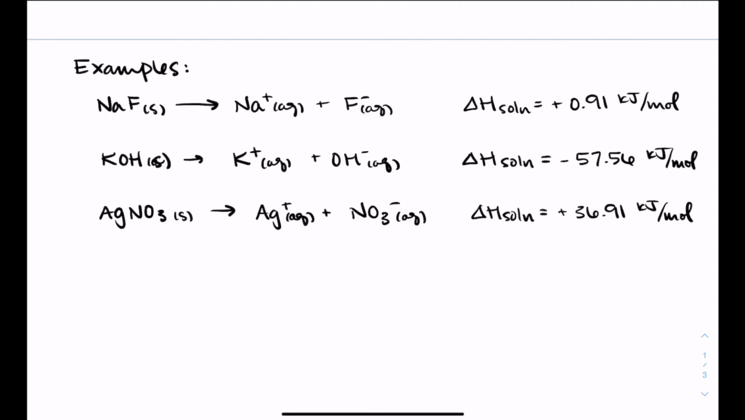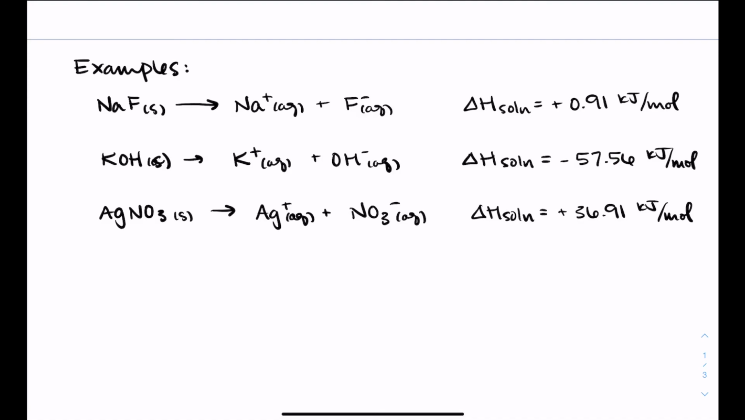I'm going to come back to potassium hydroxide, actually. Let's look at silver nitrate. Silver nitrate is soluble according to the solubility rules, and it has an enthalpy of solution of 36.91 kilojoules per mole. So it's quite a bit endothermic. But if it can get that energy from somewhere, let's say even we heat the solution up, plus the entropy increase that you're going to get from dissolving it, this will still dissolve.